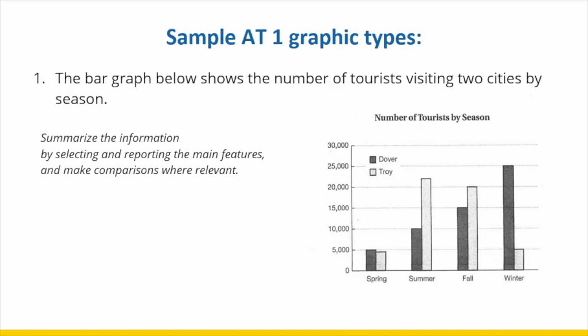As we found out from reading this topic, Dover and Troy, we have numbers. So these numbers represent number of people who are coming to these two cities by season. And we have 4 different seasons: spring, summer, fall, and winter. As you see, the most popular time to travel to Dover is winter. And the most popular time to travel to Troy is summertime. For example, in winter, 25,000 people come to Dover, and in the summer, it's a little bit over 20,000.